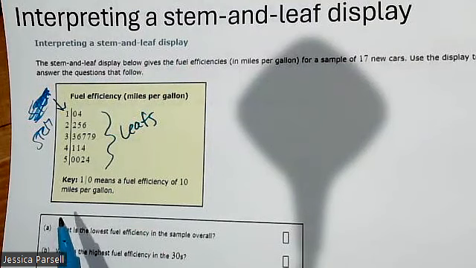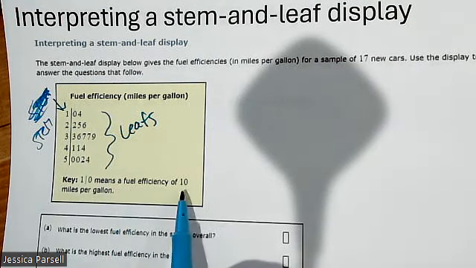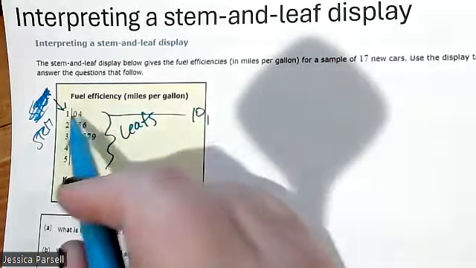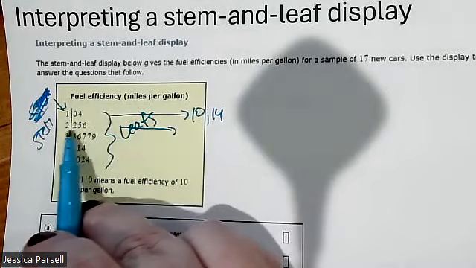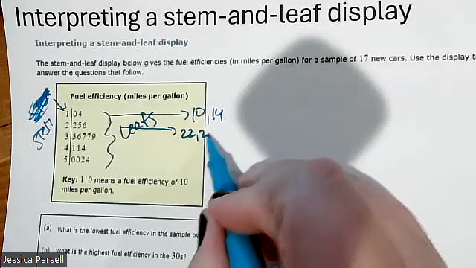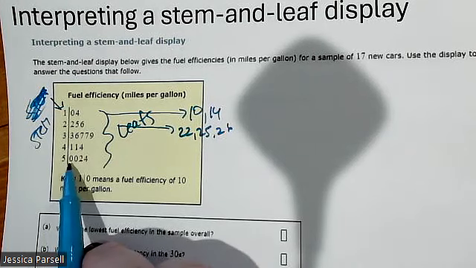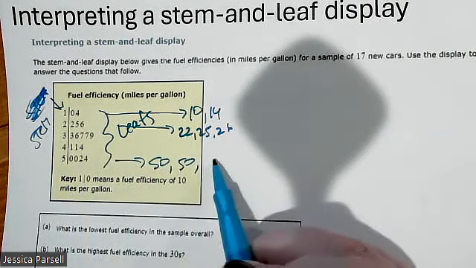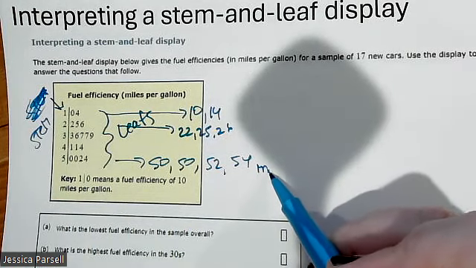Okay, they always give you a key. You should always have a key when you're looking at a stem and leaf display. So 1/0, which is right here, means a fuel efficiency of 10. So that is 10 and 14. So this would be 22, 25, and 26. And you don't have to do this, I'm just talking you through this if you've never seen this before. Like this would be 50, 50, 52, 54. And these are MPGs, miles per gallon.